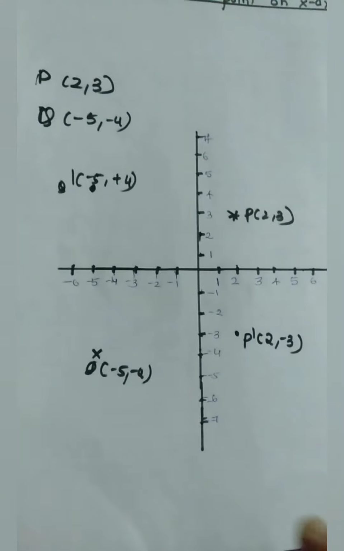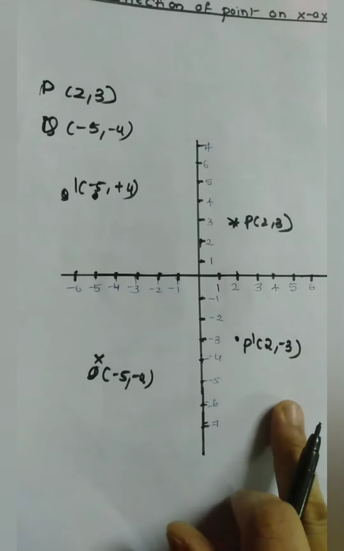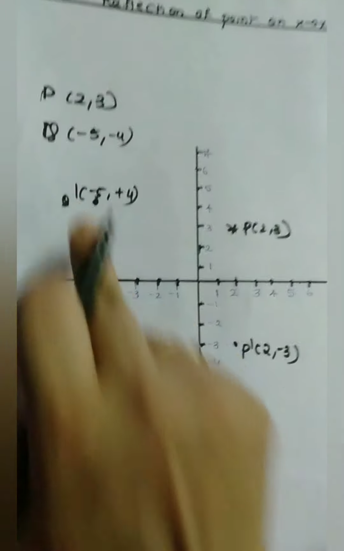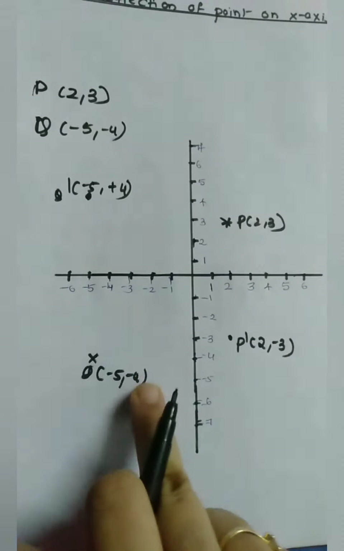It is very easy to remember. Reflection of the point on the x-axis is nothing but keep the x-coordinate constant and change the y-coordinate.